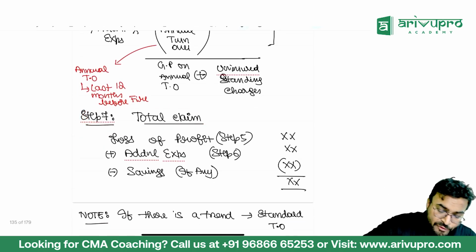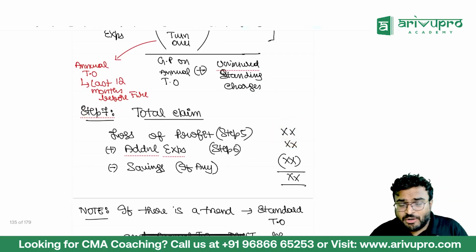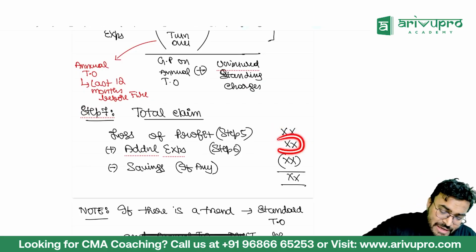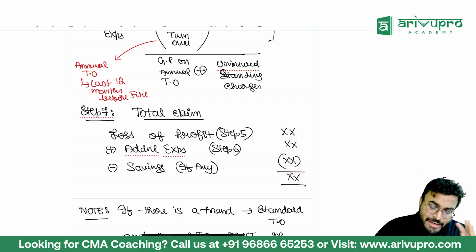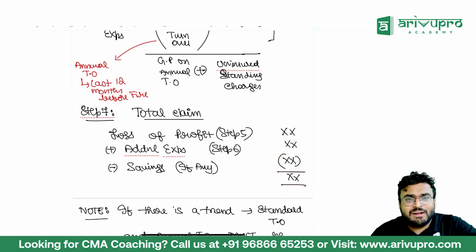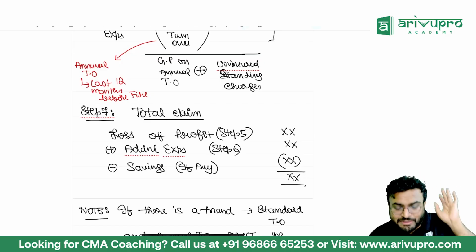Total claim: what profit you lost. In step 5 we calculated loss of profit, plus additional expenses, minus any savings. If you make any savings, deduct them. This will be your total claim. Whether we will get it or not is different, but that is our claim.